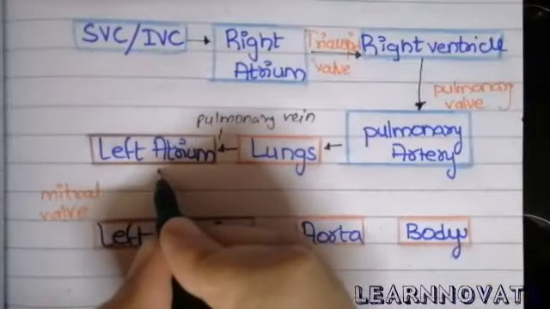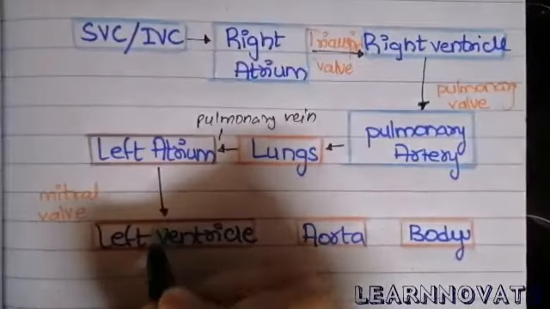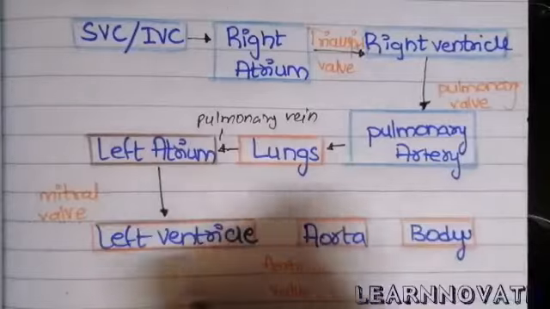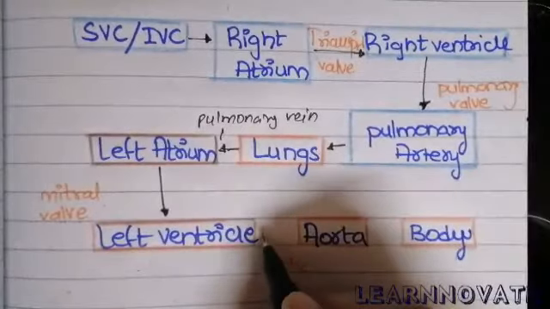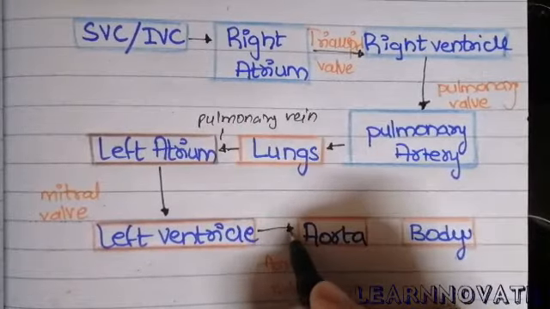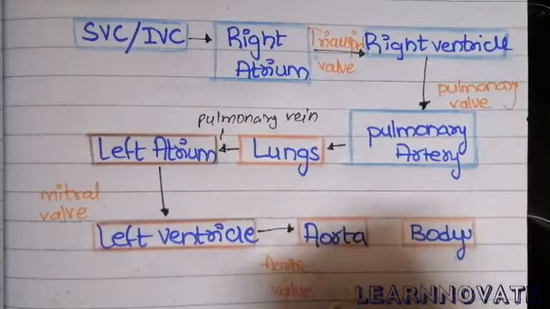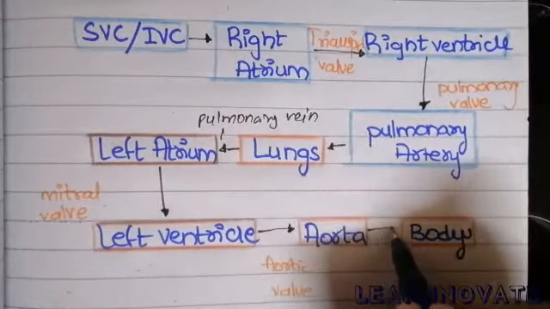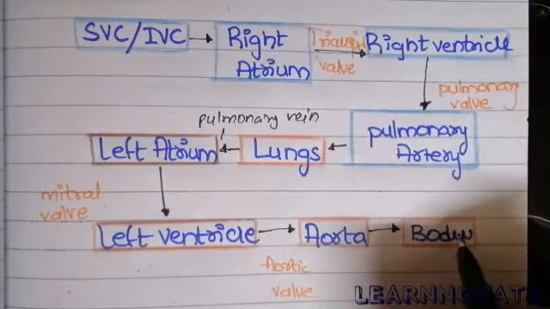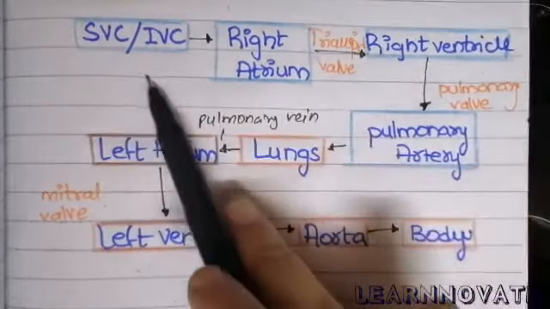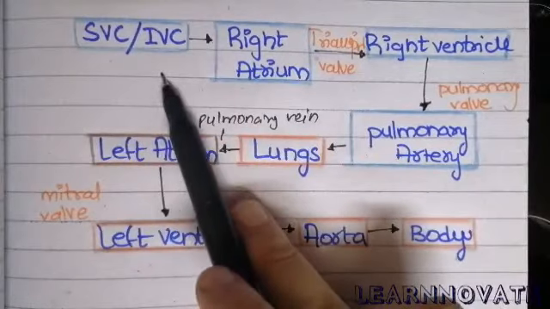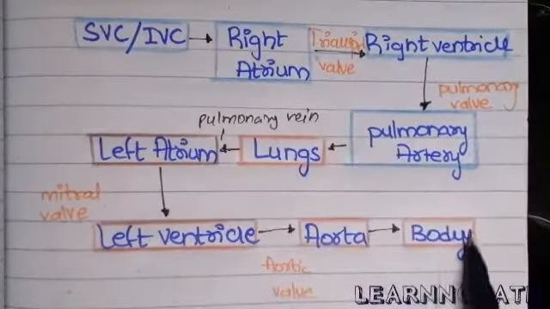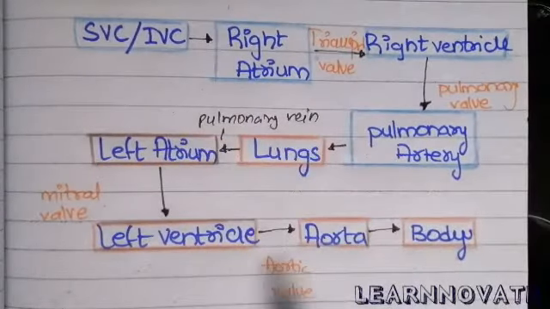Then the left atrium passes the blood into the left ventricle through the mitral valve, and then the left ventricle passes the blood to the aorta, the largest artery of the heart, through the aortic valve. From the aorta, the blood is supplied to the whole body, and in this way the deoxygenated blood comes from the body, and the oxygenated blood goes to the body through the circulatory system of the heart.